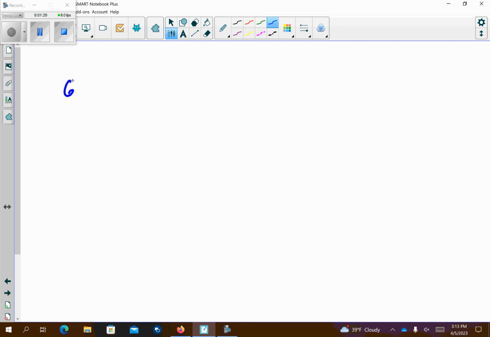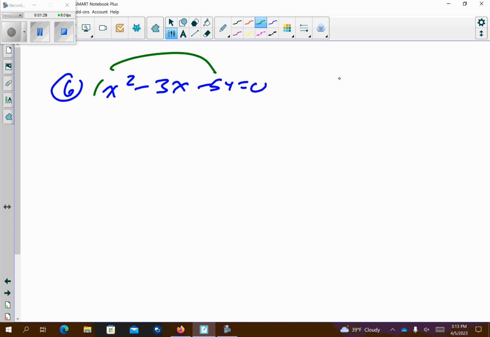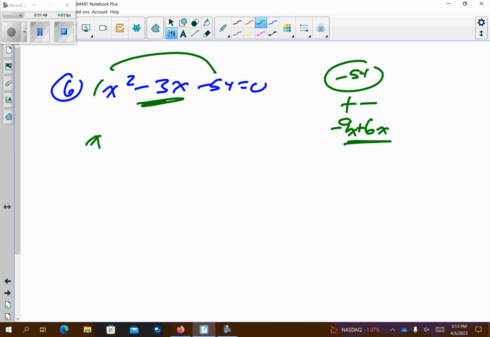Problem number 6, we need to factor it. So we have this out front. I'm going to multiply negative 54 times 1, so I get negative 54. When I get a negative, I know I have alternating signs. The factors of 54, 1 and 54 won't work, 2 and 27 won't work. Remember, we're trying to get to negative 3. So I'd say 9 and 6 would work. We're going to have a negative 9x and a positive 6x. So that's going to replace the negative 3x.